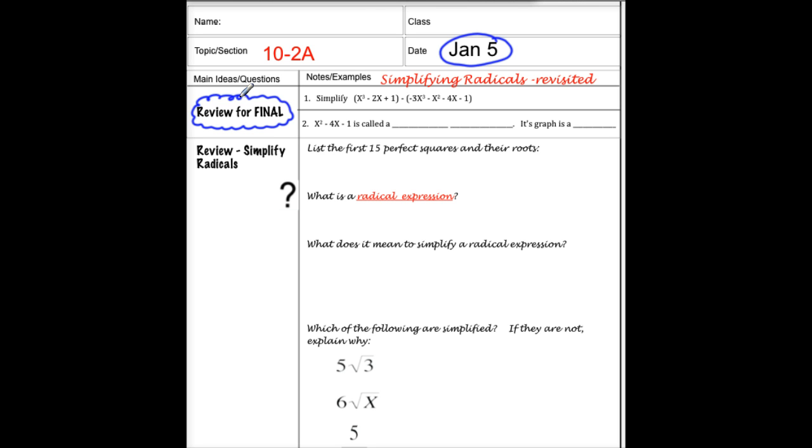Anyway, first thing we're going to start doing is a little review for the final, because that's coming up here at the end of the semester. We're going to start off with number 1, just a simplifying of polynomials. I didn't leave a whole lot of space on these notes. I'm sorry about that, but we'll squeeze it in here.